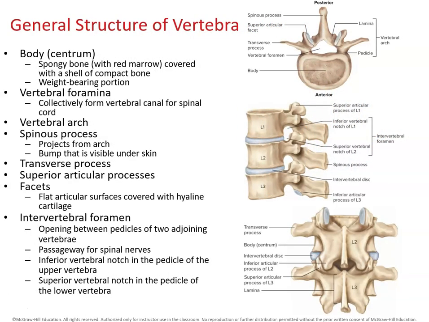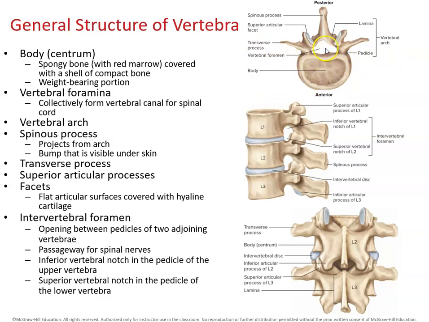All right, so now we're going to talk about a vertebra in general. There are some big differences between cervical vertebra, thoracic vertebra, and lumbar vertebra, and we'll talk about those. But first, let's talk about a vertebra just in general. The first thing is it has a body, and depending on what type of vertebra it is, the shape of the body can be different.